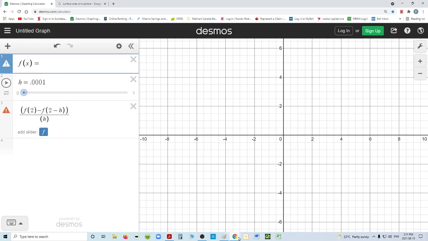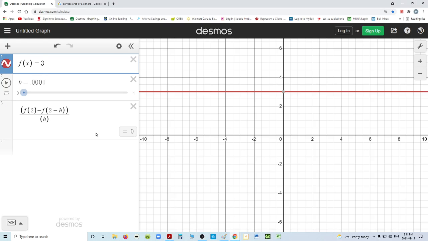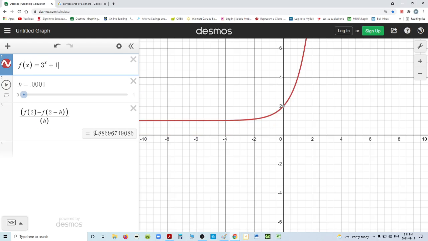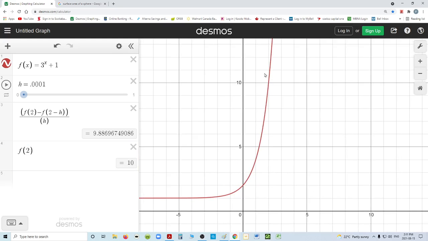And it's a growth curve with base 3, I believe. Yeah, 3 to the x plus 1. And then when we're interested in f of 2 here, we can find out that f of 2 is 10. So it's way up there. There's f of 2 right there.